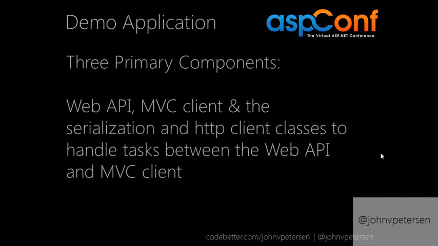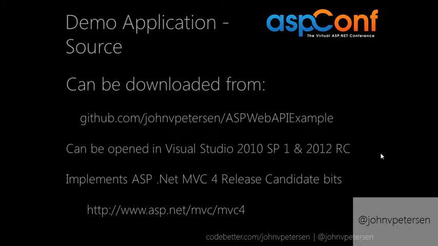So in this demo application that I have, there's three primary components. We've got the Web API. We have the MVC client, and then I also have a number of helper classes that you can use for serialization, some abstractions around HTTP client to make communicating between the Web API and an MVC client or a mobile client or whatever it happens to be a lot easier. All the source code from here is actually sitting up on GitHub, so if you just search on my ID, John V. Peterson, it's called the ASP Web API example.